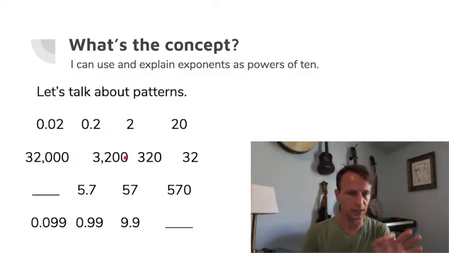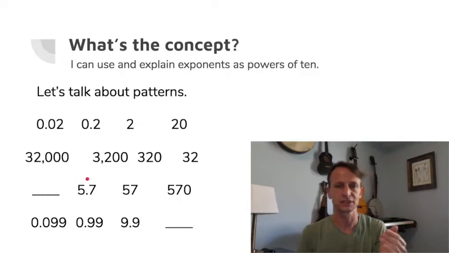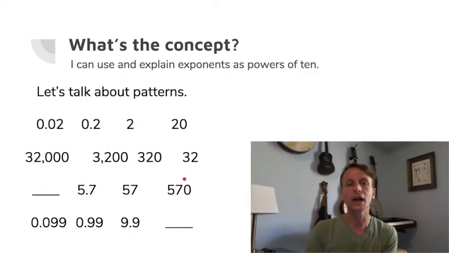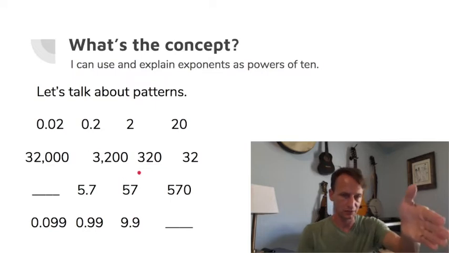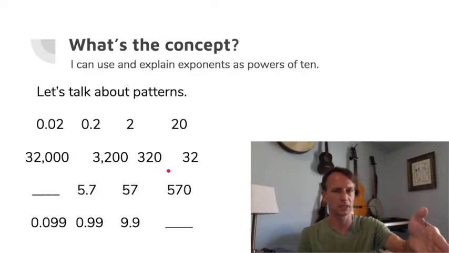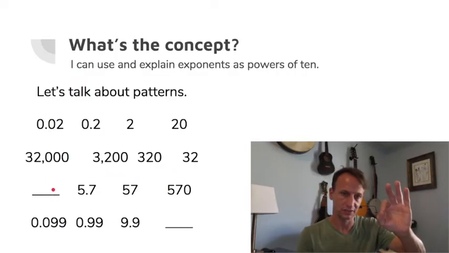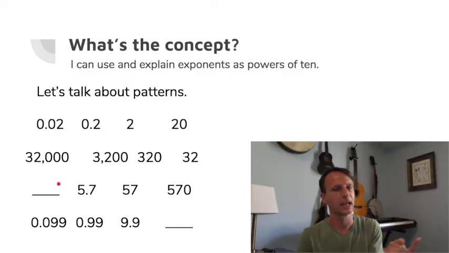All right, here we have the blank first, then 5 and 7 tenths, 57, 570. And I know we're multiplying. Why? Because the numbers are getting bigger here. When you're multiplying whole numbers by 10, they get bigger. Okay, so 5 and 7 tenths, 57, 570. What goes in the blank? Okay, how would you write it first? 0.57, right? And we need to place that 0 at the front end. So 0.57. How would we read this?